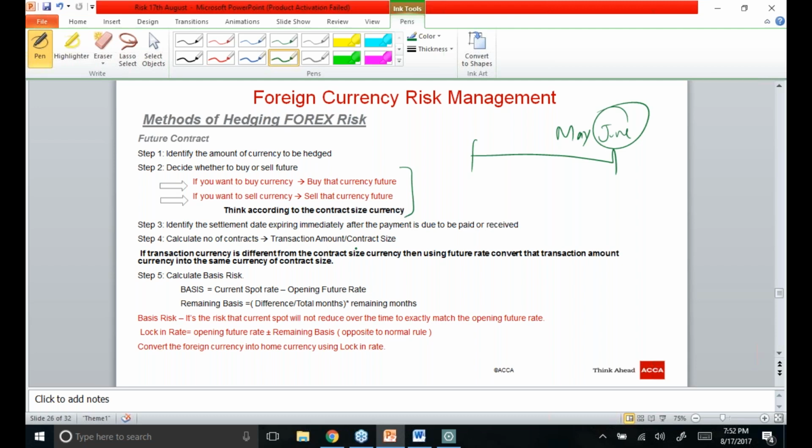If you are going to receive in July, select the September contract. If you are going to receive in September, even then select the September contract, because the contract of September means end of September.